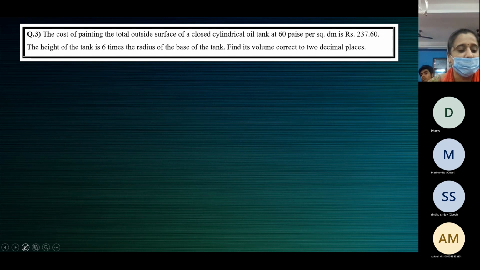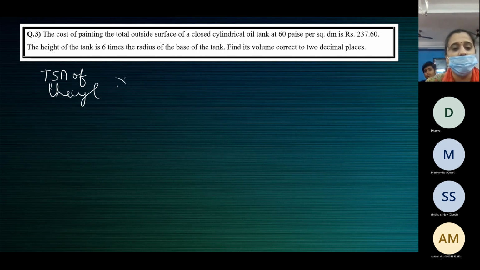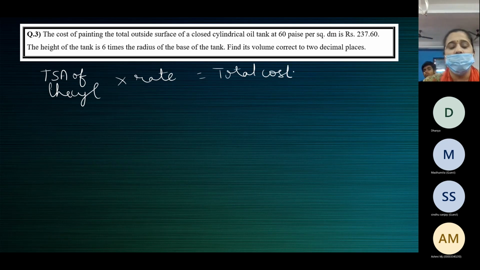So without looking into your books, tell me the equation. What is the equation? Total surface area of the cylinder into the rate is equal to the total cost. Because see, now the thing is, how do you know that we have to write it? These are the quantities spoken about in the question. We have the rate here, 60 paise per square decimeter. We have the total cost, 237.60. And what is painted? Why are you incurring this total cost? Because you're painting the body of the cylinder.